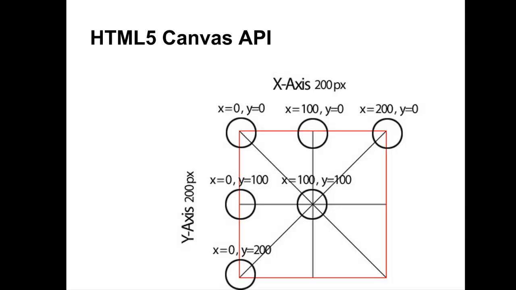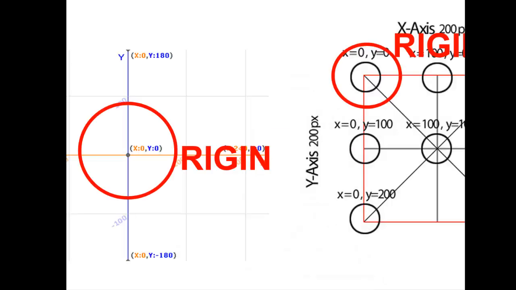When you go into other programs, that's not always the case. For example, in HTML5's Canvas API, creating apps for phones, you're going to find the origin in the upper left-hand corner. And when you're using a program such as Quartz, you may find it in the bottom left-hand corner. That point, 0, 0, is called the origin.